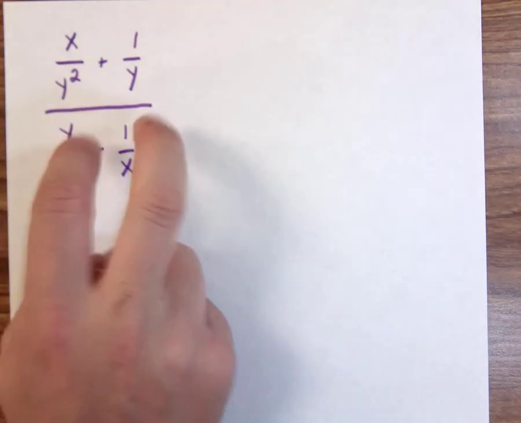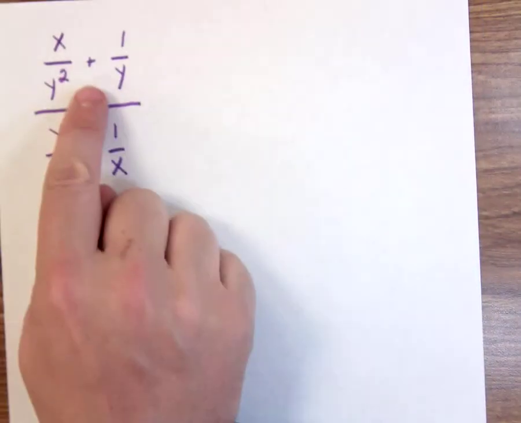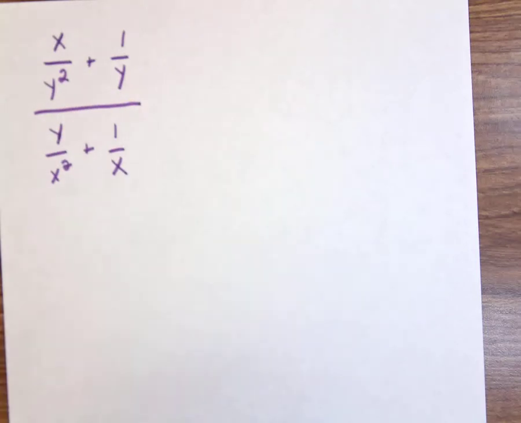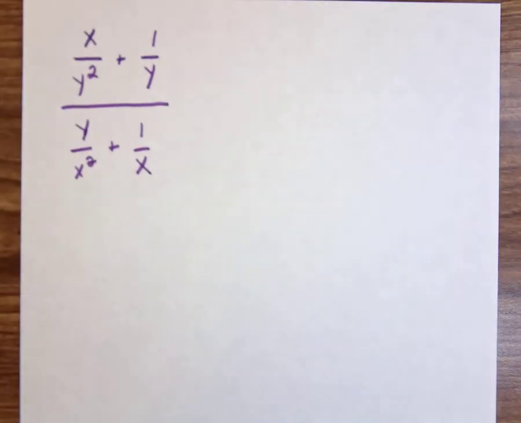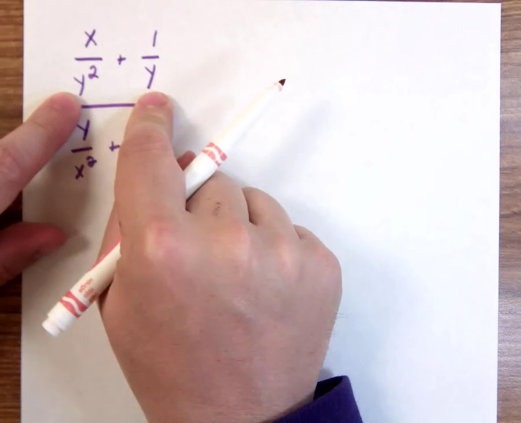I can get this looking like the old problems if I add these together. Like if I do x over y squared plus 1 over y and get a single fraction, then I can treat it like the other ones. So this goes back to what we did just a few minutes ago. How do I add rational functions? Well, if my denominators are y squared and y, what's the lowest common denominator of y squared and y?